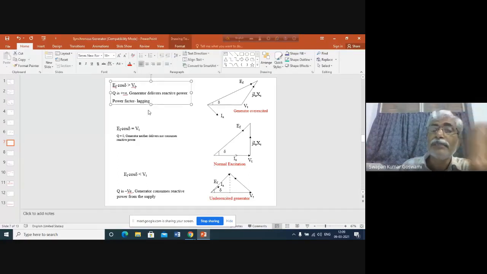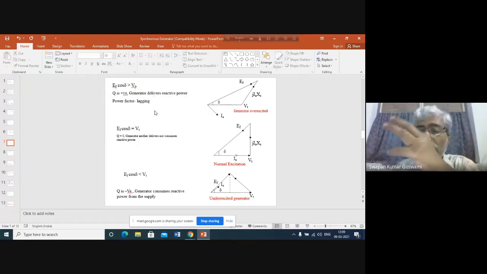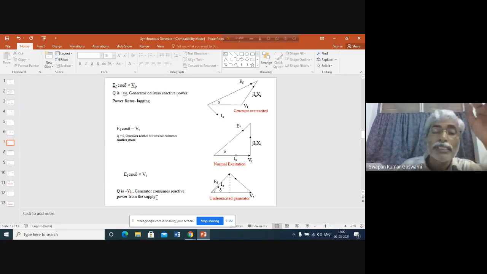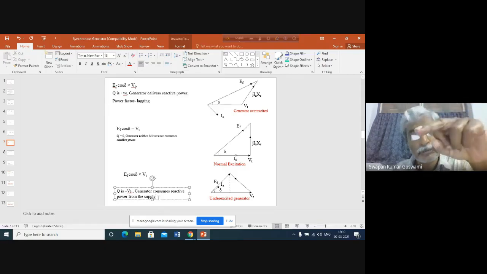That means the generator power factor is decided by the nature of the load. The nature of the load is inductive in this case when the generator is delivering reactive power. But when the generator is consuming reactive power, what is the nature of the load? It is capacitive, as if the power system is behaving as a capacitive load. It is drawing active power, but since this is capacitive in nature, it is supplying reactive power and the generator is consuming this. So the power factor of the generator is decided by the nature of the load.